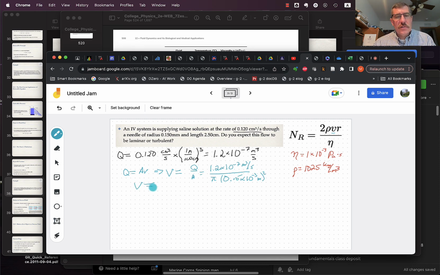So v is going to be 1.2 times 10 to the negative 7, divided by pi times 0.15 times 10 to the negative 3 squared. So that's 1.698 meters per second.